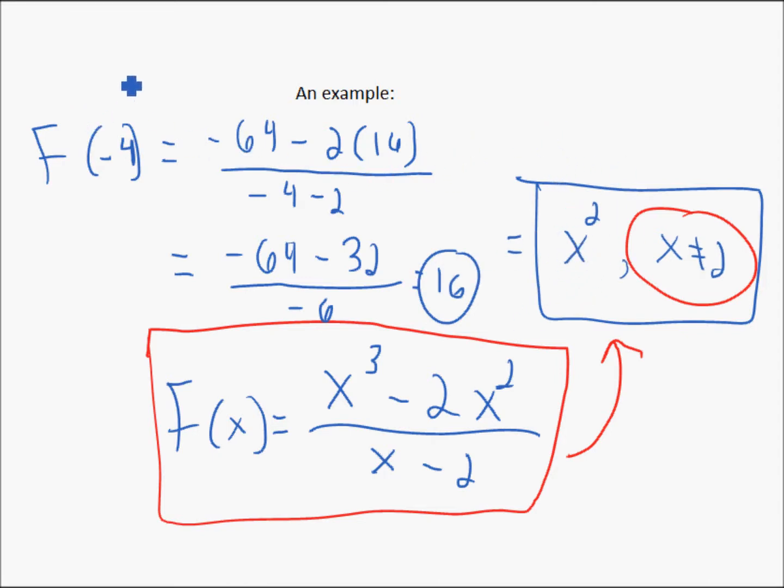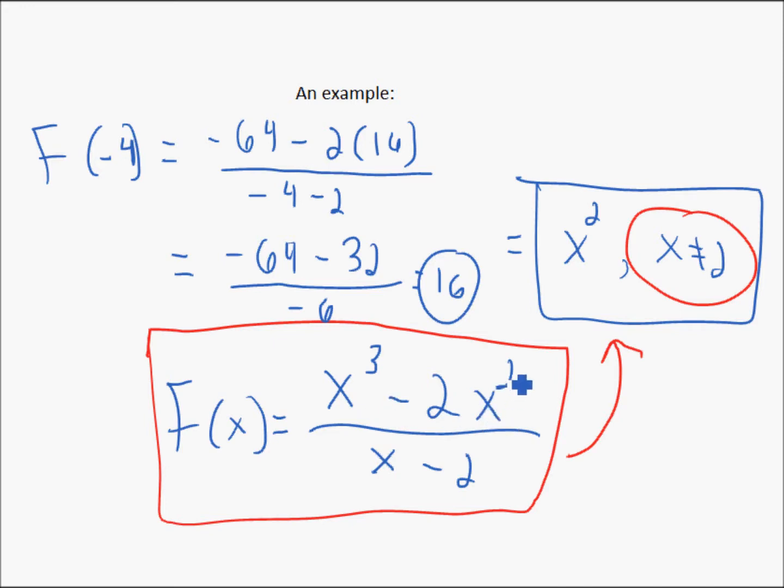Now, I only did that for 2 values, but I promise you, if you pick any value whatsoever and plug it into f of x, you're going to get the same exact thing as if you plugged it into x squared. That is true everywhere except for at 2. Because at 2, x squared equals 4. But at 2 down here, this is undefined.